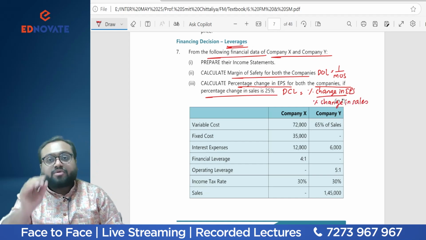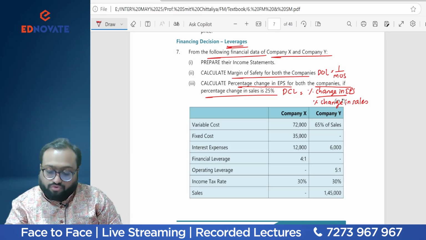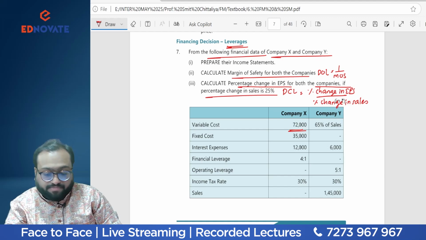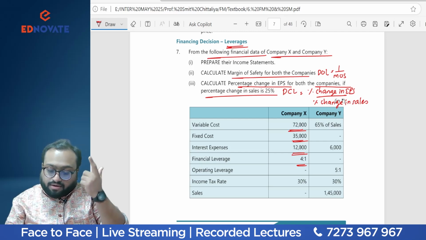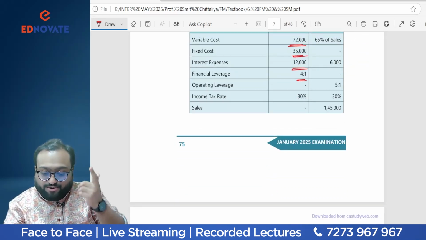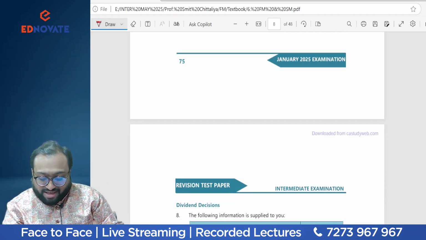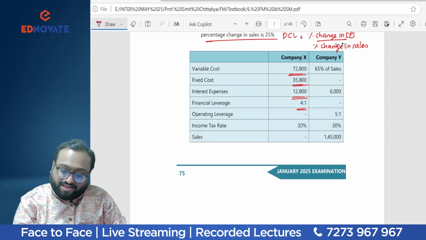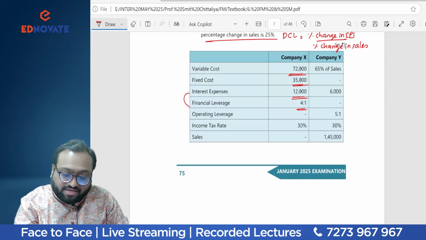Okay, first we need to find out the income statement. What information do we have for company X, company Y? For company X, we have 72,000 as variable cost, fixed cost of 35,000, interest of 12,000, financial leverage, income tax rate 13%. Sir, why did you become excited on this thing? I got my crust. I have financial leverage, I have interest.